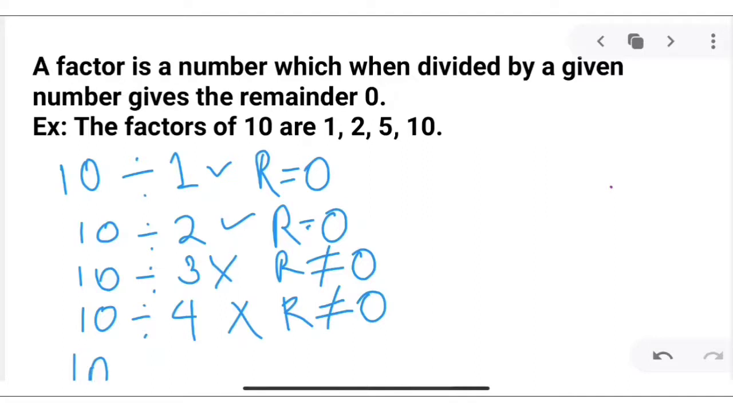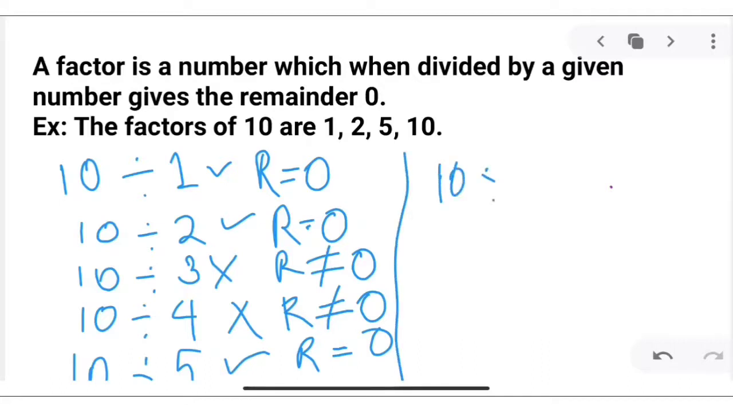When we divide 10 by 5, the remainder is 0. That means 5 is a factor of 10. Similarly, when we divide 10 by 6, the remainder is not 0. So that means 6 is not a factor of 10.